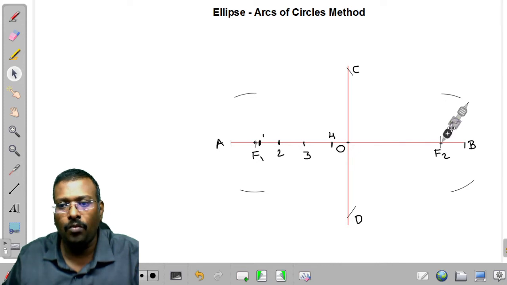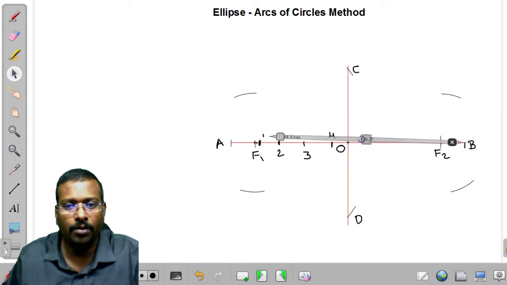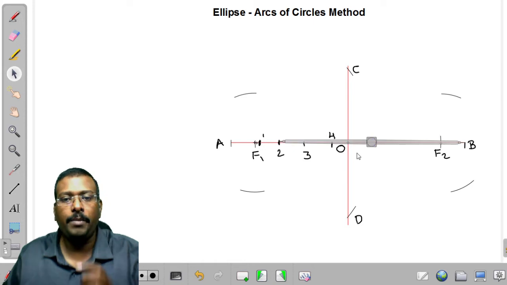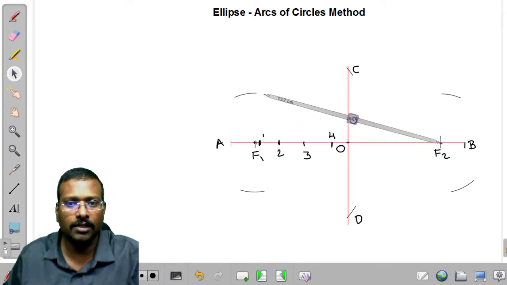Similarly, now we have to consider B2. What is the radius? Previously it is A2. Now we have to consider B2 as radius, with F2 as center.